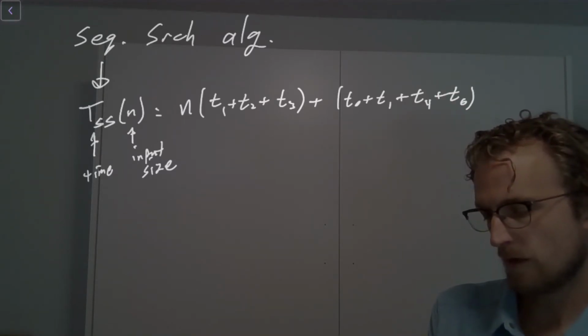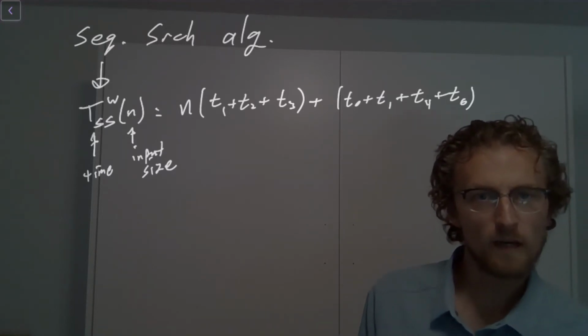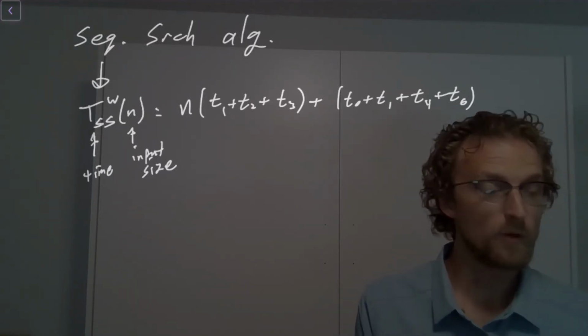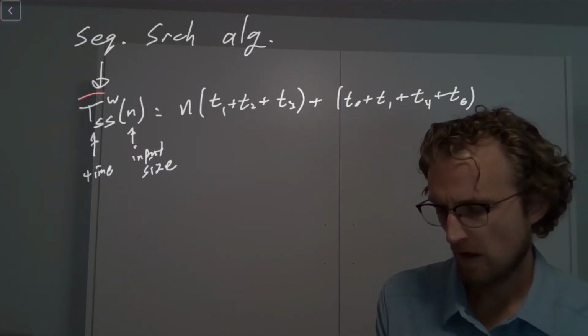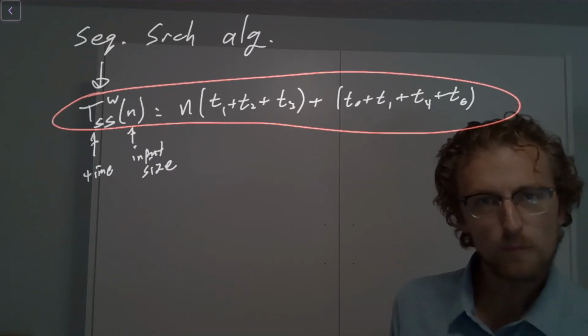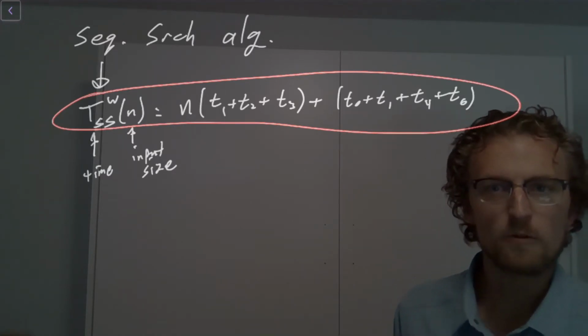Right? And in particular, it was the worst case running time, so the running time that would result if we gave it the worst input we could think of. And it's this kind of horrible expression. And so if we have a simple algorithm and that gives us a horrible expression, that feels like bad news for the rest of the course.